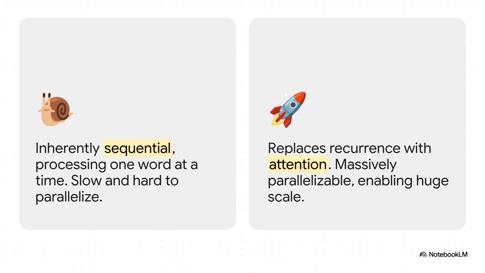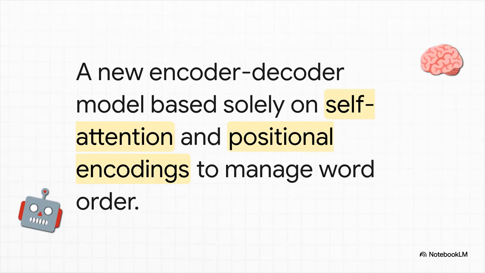You see, the big problem with those old RNN models was that they were sequential. You had to process the first word before you could process the second, and so on. It was painfully slow. This new transformer architecture just threw all of that out the window. By relying only on attention, it could look at all the words in a sentence at the exact same time. It was massively parallelizable. This new architecture used something called self-attention to figure out how all the words in a single sentence relate to each other.